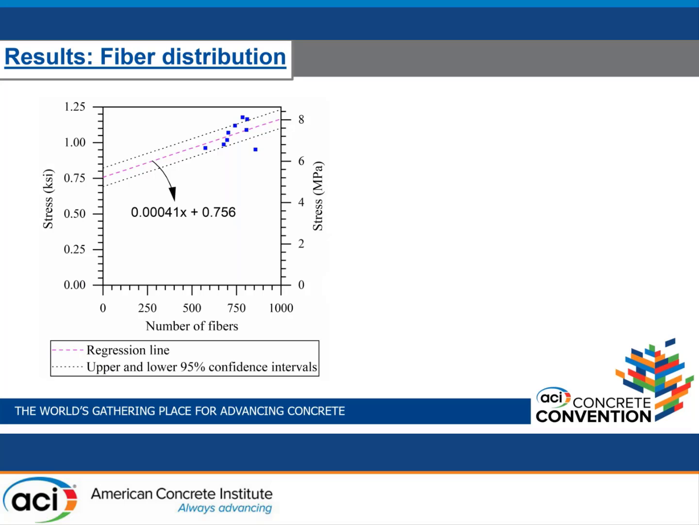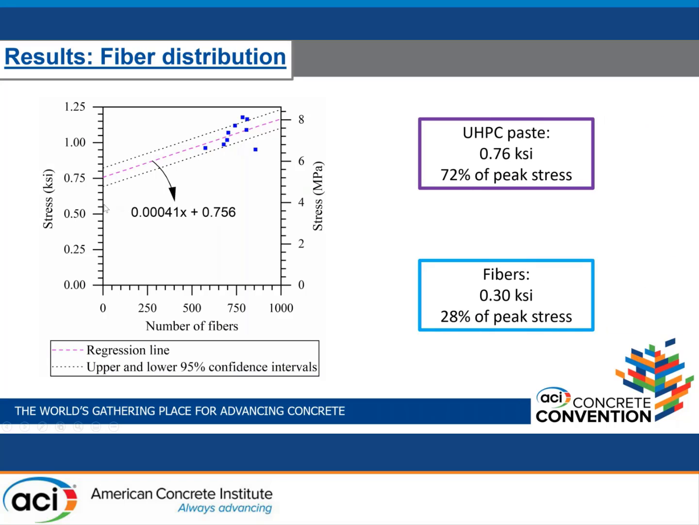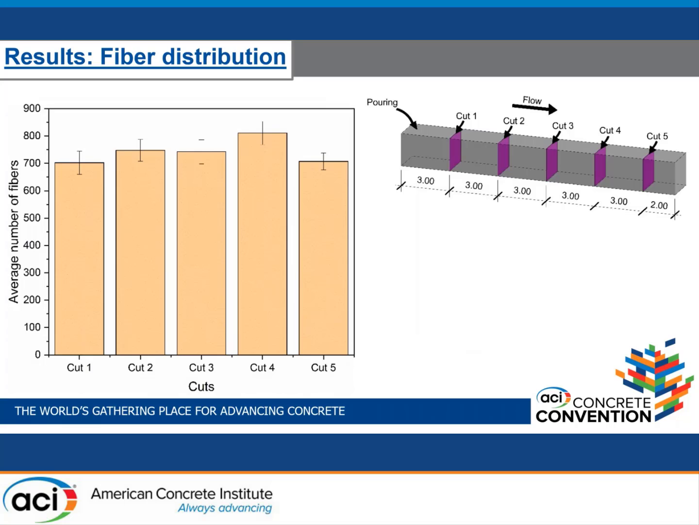So after we saw that, we did a study on the stress versus the number of fibers, and each data point here represents 1 specimen. And we saw from this regression line that the UHPC played a role of 72% on the peak stress, and the fibers played a role of 28%.